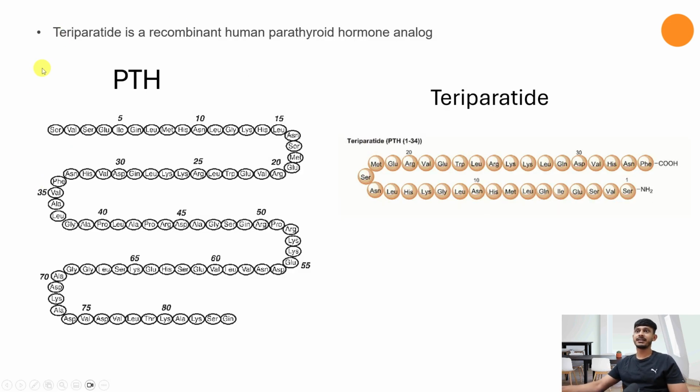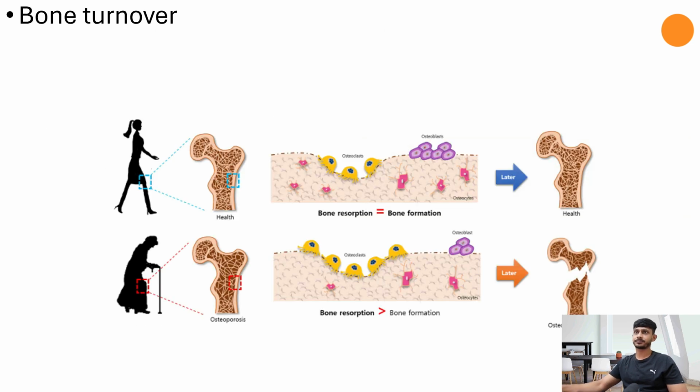So as you can see, teriparatide is a recombinant human parathyroid hormone analog. So what that means is PTH has 84 amino acids. As you can see, teriparatide has only 34. It has only 34 of the amino acids which are used to make PTH. So it's a shorter peptide hormone and it acts like parathyroid hormone, but slightly differently. I'll tell you what that means.